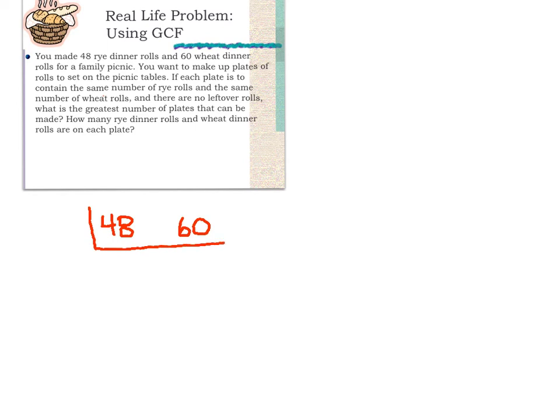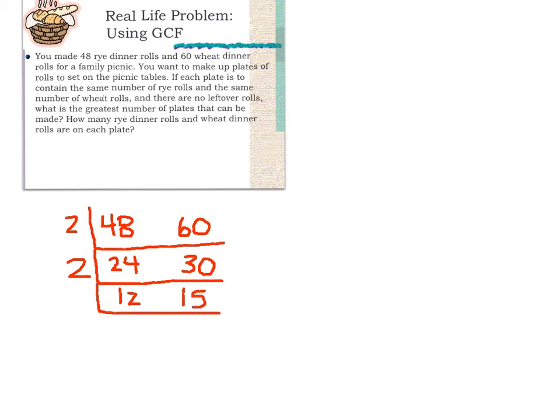So I'm thinking about the prime numbers again. My numbers that I choose on the outside have to be prime. They're both even, so I'm going to try 2. So half of 48 is 24, half of 60 is 30. I notice they're both even again, so I'm going to continue with 2. 24 divided by 2 is 12. 30 divided by 2 is 15. Now I have an even-odd combination, but I know then 3 is a factor of both. 12 divided by 3 is 4. 15 divided by 3 is 5.